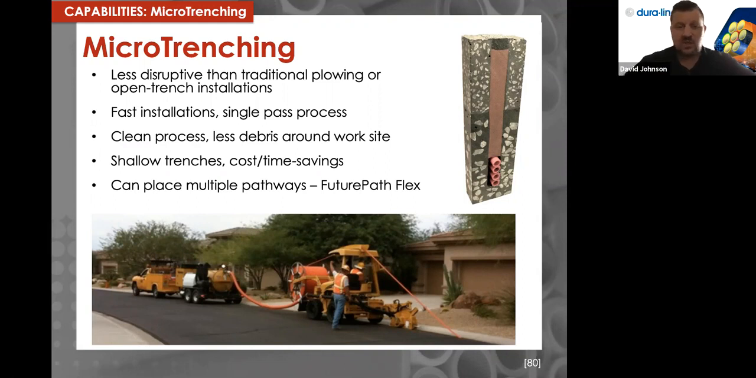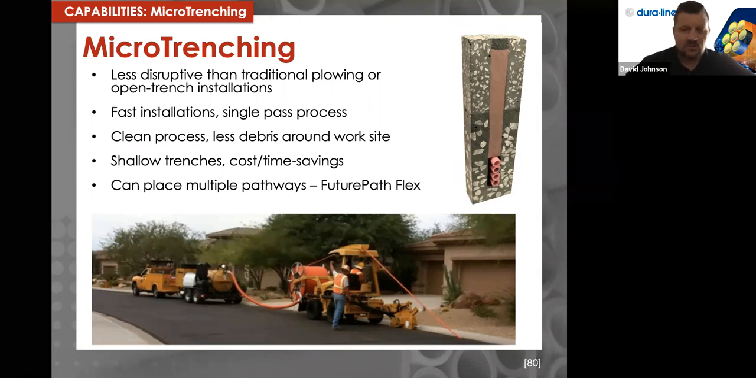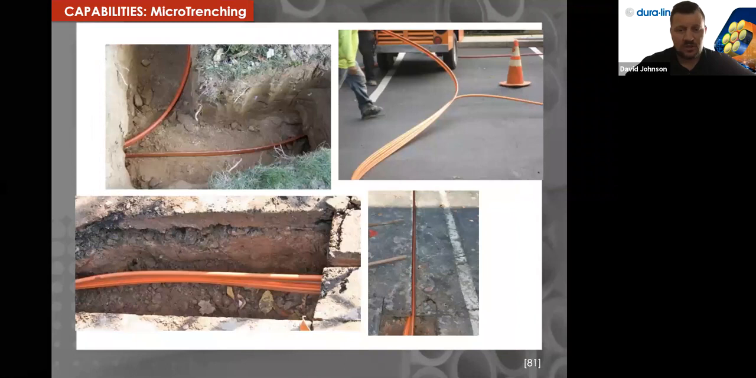So micro trenching is a huge advantage, and we can also talk about that more in detail if anybody is interested in that. It's an opportunity for customers that are interested in it, and we have great products that work with micro trenching. So here are some photos of what it looks like out in the field, using the Flex FuturePath, peeling off a couple pathways to the left or to the right.